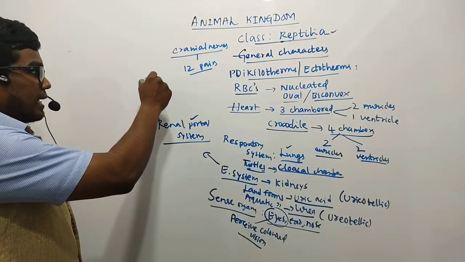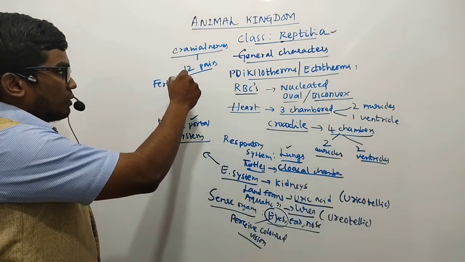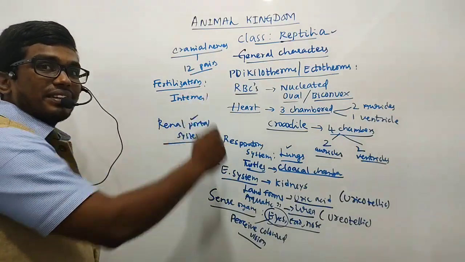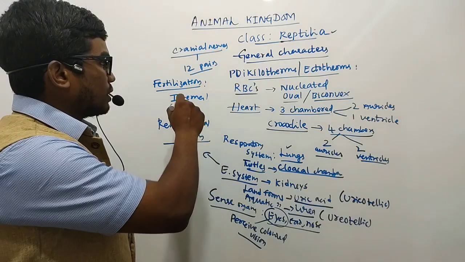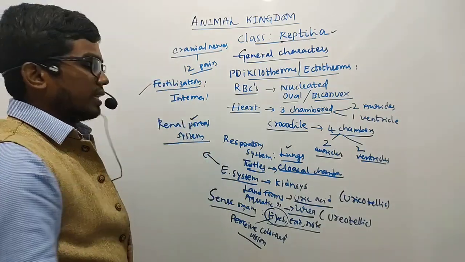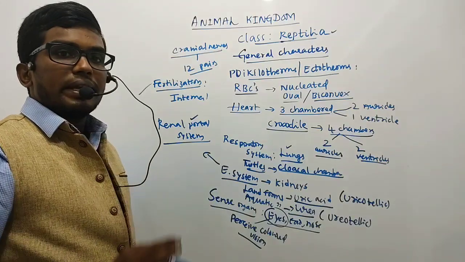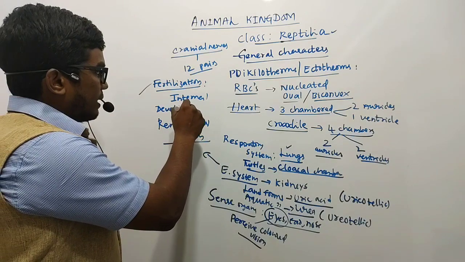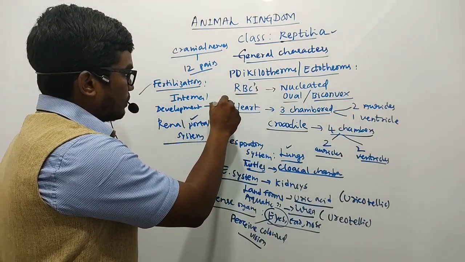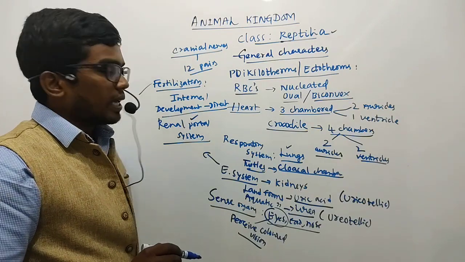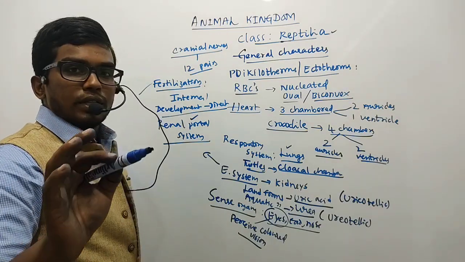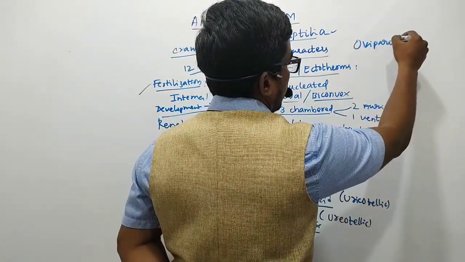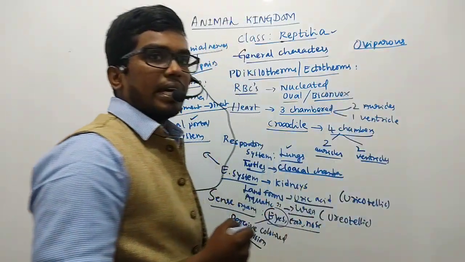Next, we have the fertilization, which is internal. When I say internal, dear students, remember that the fusion of male and female gametes occurs inside the female body. Next, we have the development, which is direct development. That means without any larval stages, the organism develops. Coming to the nature of birth, most of the organisms here are oviparous, that means they are egg-laying animals.